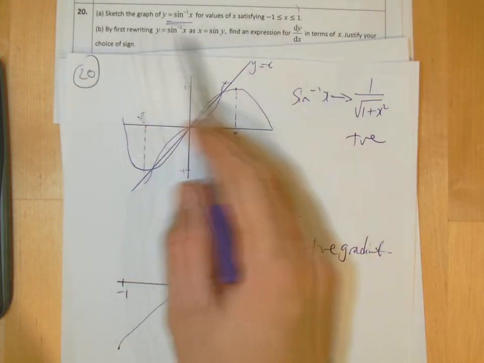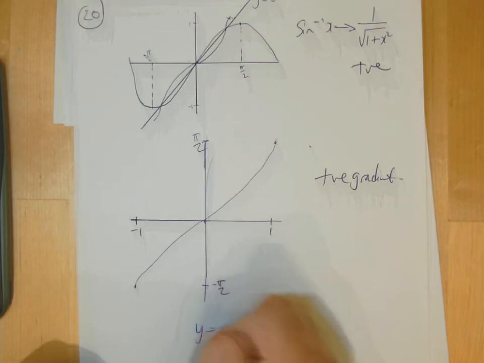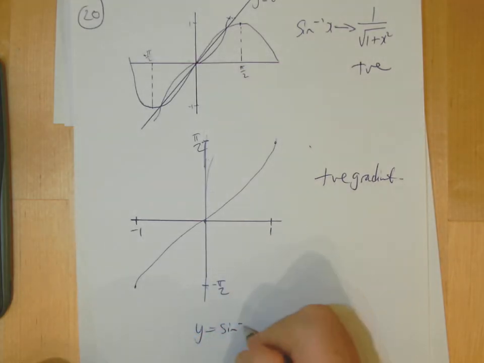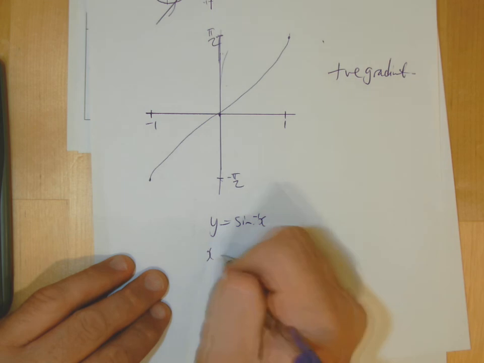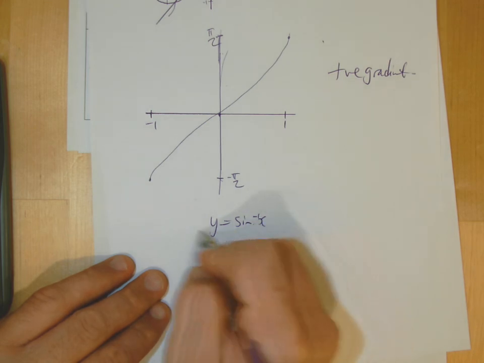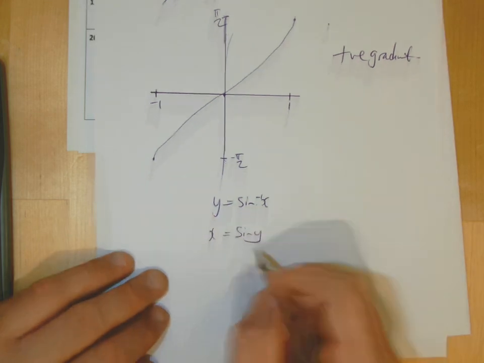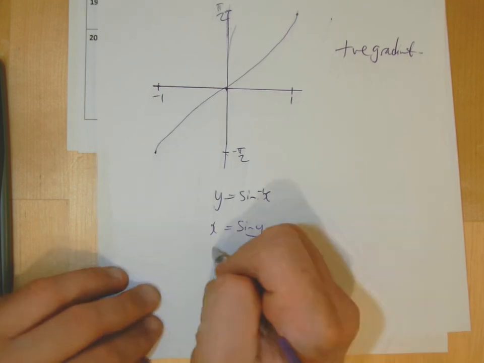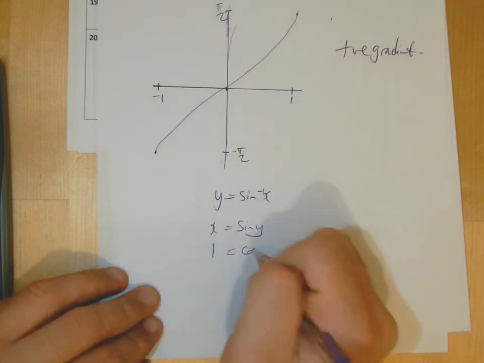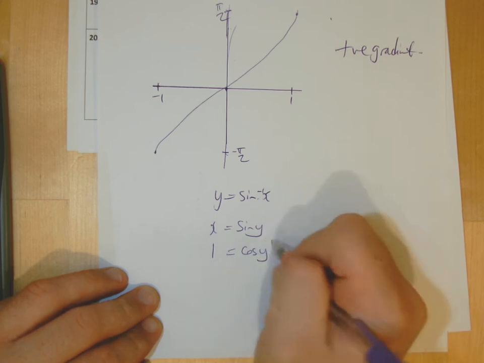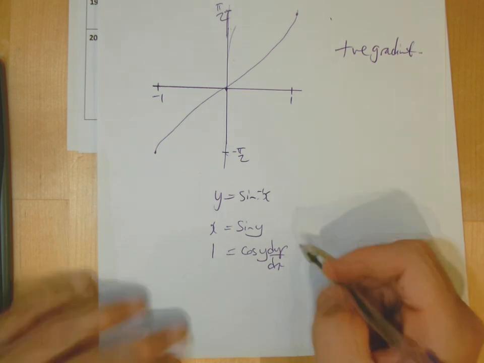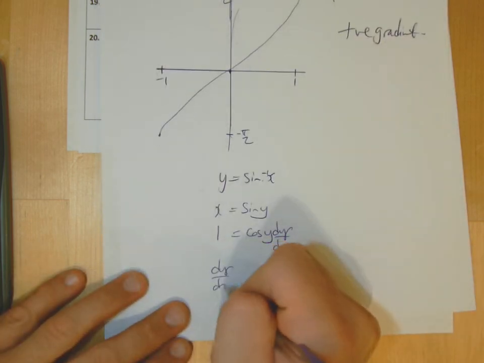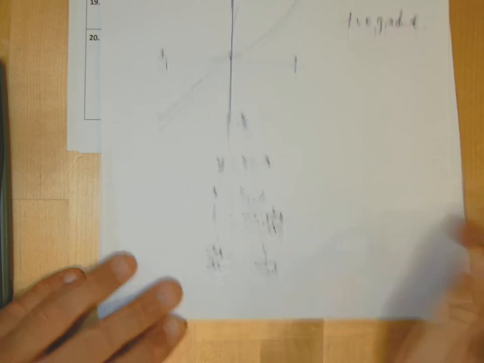Part B then, it says by first writing y equals sine to the minus 1 of x as x equals sine y. Because if you think about it, if you take that inverse sine over, you get sine y, won't you? So x equals sine y. Now if we differentiate with respect to x, that becomes 1, and sine becomes cos, but you've got to put a dy dx on the end of it, because it's in terms of y. So dy dx will equal 1 over cos y.